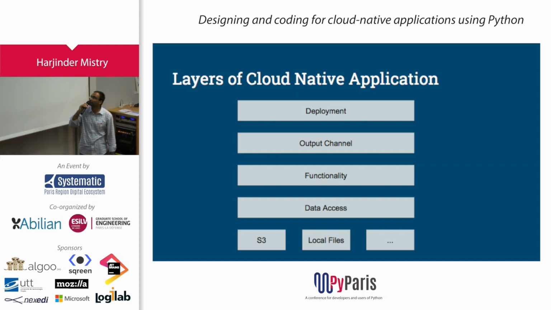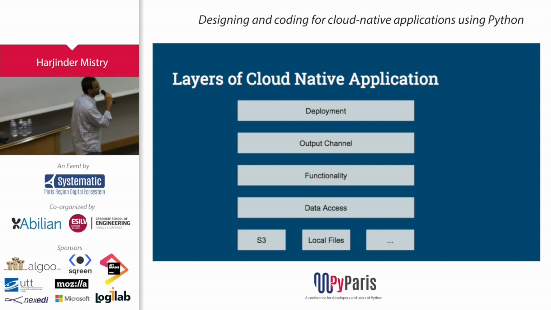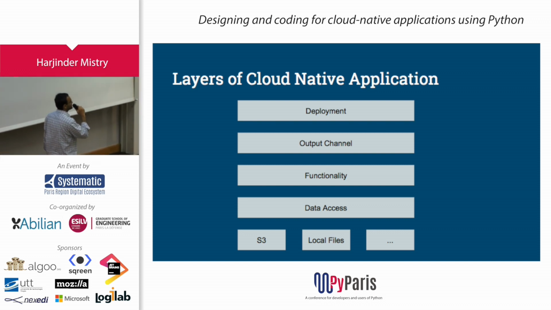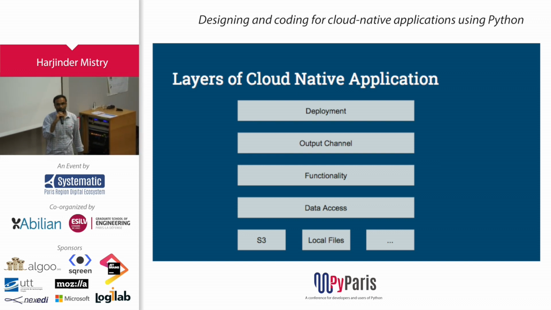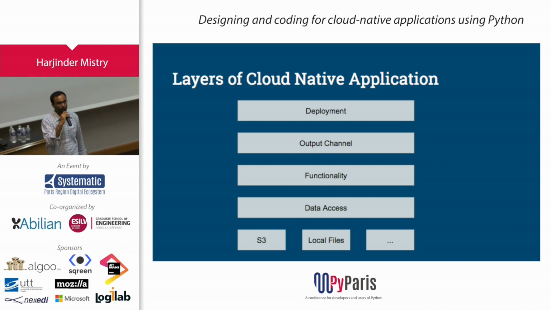Then we have the data access layer. Again, this is what was talked about in the previous presentation with the term called wrapper pattern. This is exactly that, so that we are abstracting the underlying data store. Another layer is basically the output channel. By output channel, what I mean is that just like input could come from different sources, output can also go to different targets.